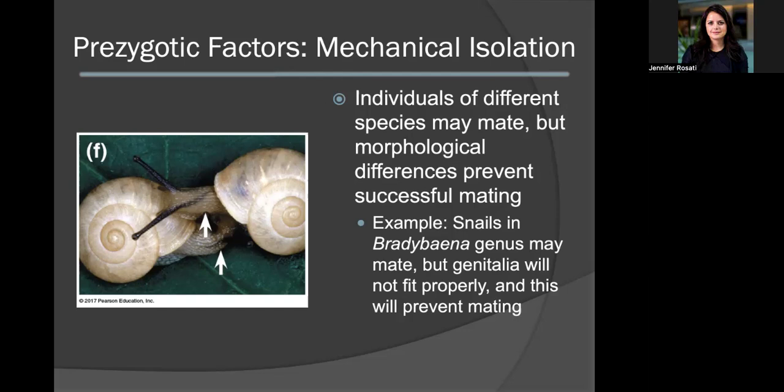Mechanical isolation occurs when different individuals may have the ability to mate with each other, but they have morphological differences that prevent that mating from being successful. An example of this is snails within the Bradybaena genus. They may mate with each other, but their genitalia will not fit properly, and thus this will make the mating unsuccessful.